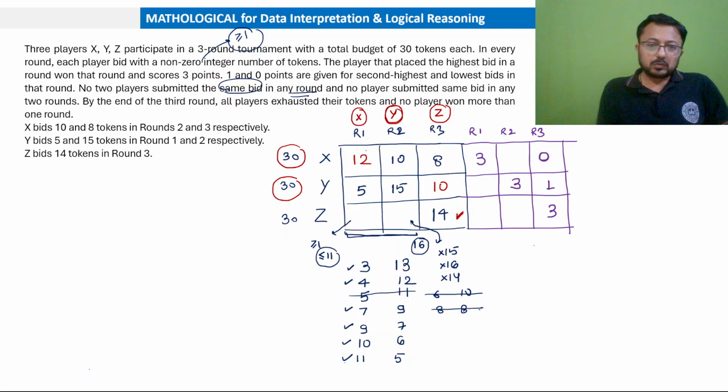Okay. So one case could be that y might have gotten 1 point in round 1, and if that is the scenario कि y को 1 point मिले, in that case z will be getting 0 points. But ये case कब होगा कि y is getting 1 point, z is getting 0 points when tokens bid by y are more than tokens bid by z. यानी कि tokens bid by z should be less than equal to 5, which is in first 2 cases.